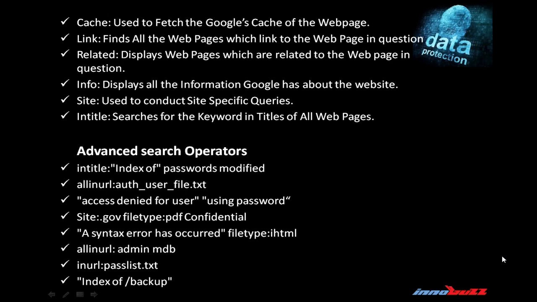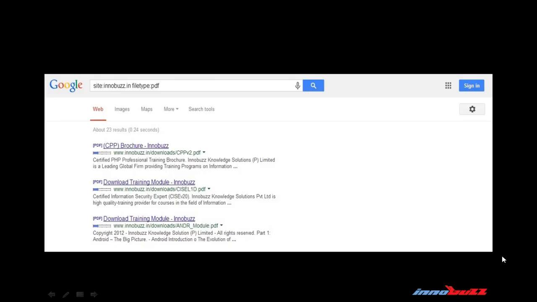site:.gov filetype:pdf confidential gives you a list of confidential data. A syntax such as space filetype colon ihtml gives error details, which is useful in information gathering. Let's take an example. Write in the search box site colon www.inobus.in space filetype colon pdf. You will get a list of PDFs related to inobus.in.